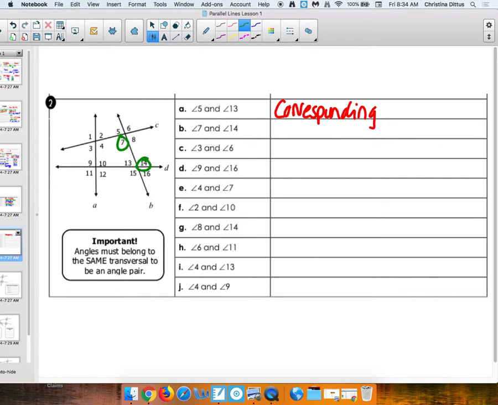Seven and 14. Again, I'm just dealing with this transversal, so cover this up. Are they both in the exterior or interior? They're both in the interior, good. Are they on the same side or opposite sides? Opposite. What angles are they? Alternate. And you said they're on the inside, so they're alternate interior, good.